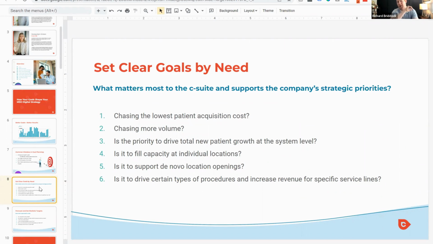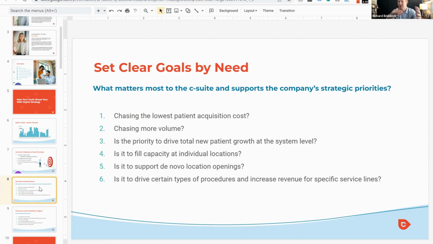for us, some of the questions that we ask around goals when we get down to the work that we do for our clients is, what are you trying to achieve? Is it, I'm trying to get the absolute lowest patient acquisition cost across the entire system of my brands or all my locations that roll into my single brand? Do I not really care too much about efficiency, but I'm going for volume? Am I trying to fill capacity at individual locations? Is it to build brand awareness in a certain market, or because I've got de novo location openings?